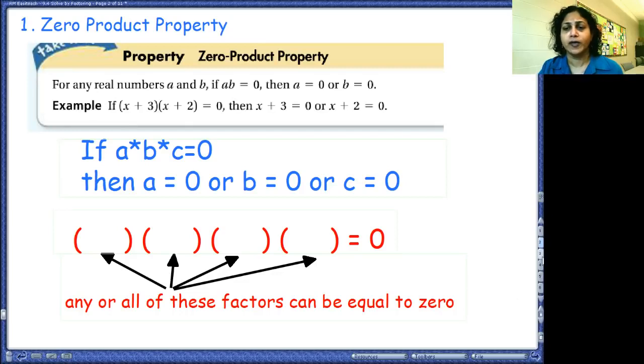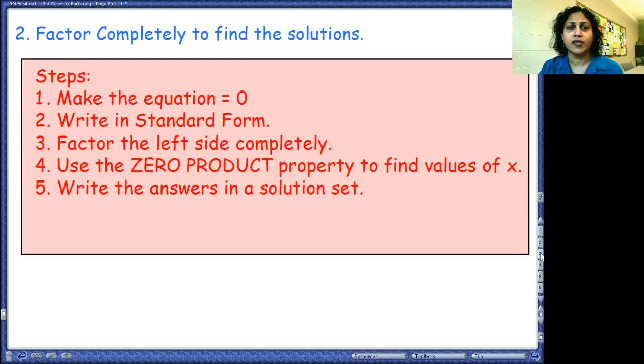So knowing this property, we are going to solve some quadratic equations, and these are the steps. Copy them down and I will explain to you. You may want to pause the video while you're copying this down. Remember to follow each one of these steps carefully when you're solving quadratic equations, otherwise you will end up with the wrong answer. And all answers must be written in a solution set.